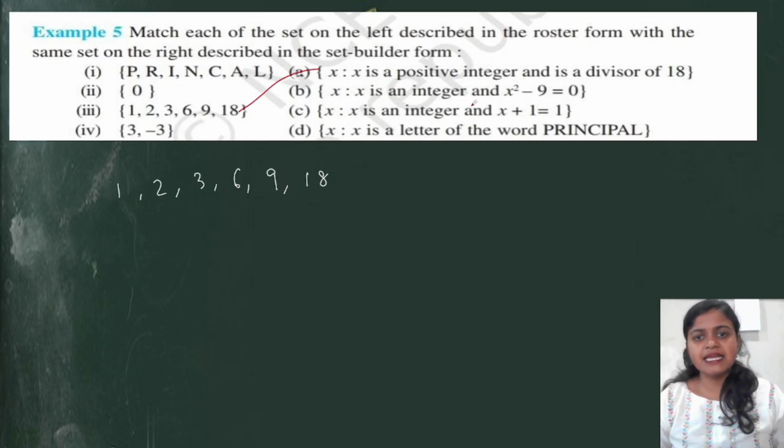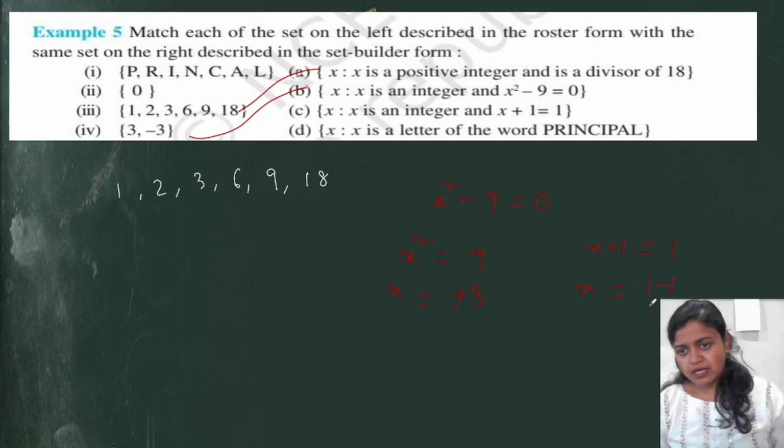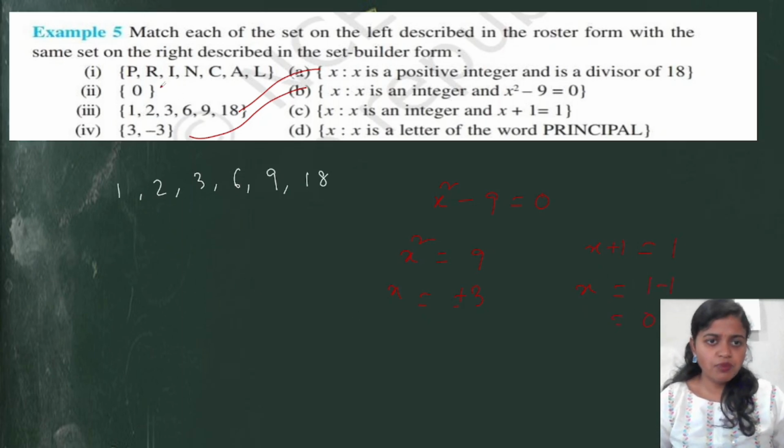Next, x is an integer and x square minus 9 equals 0. So x square equals 9 and x equals plus or minus 3. So this matching will be like that. Next, x is an integer and x plus 1 equals 1. So x plus 1 equals 1, and if I find the solution, 1 minus 1 equals 0. So this one will be the answer.